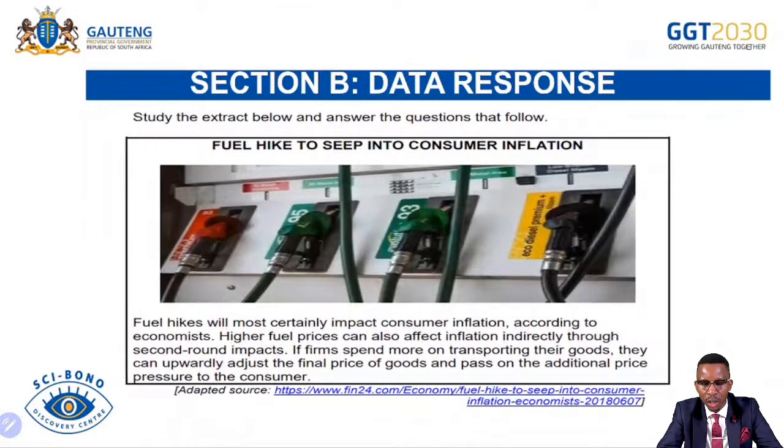And then study this extract below and answer questions that follow. Fuel hike to seep into consumer inflation. So remember, if we talk about the fuel hike, if the price of fuel is increasing rapidly, that will result in what we call cost push inflation. So let's look at the extract. Fuel hikes will most certainly impact consumer inflation. According to economists, higher fuel prices can also affect inflation indirectly through a second round impact. If firms spend more on transporting their goods, they can upwardly adjust the final price of their goods and services to pass the additional price pressure to the consumer. So they would always offset the cost of transportation to the consumer.